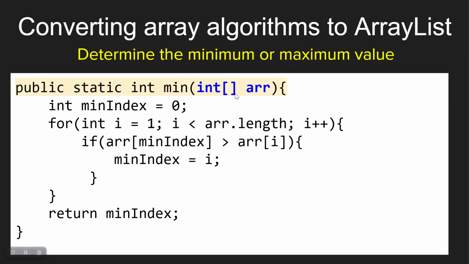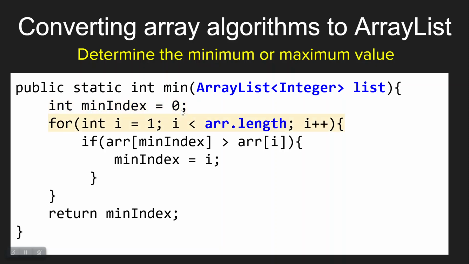So here we're passing in an array of integers called arr. So I'm going to change that to an array list of integers, and I'm going to call it list. Now, the next one, it says int minIndex is equal to 0. Well, that doesn't need to change. That's fine. But now we have our for loop. And so when we get into our for loop, where we start looping through the rest of the array to see if something is bigger than the current, or see if there's something smaller than the current min. Well, we can't do as long as i is less than arr.length.